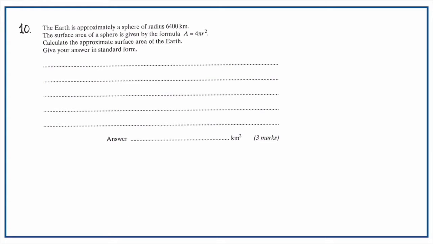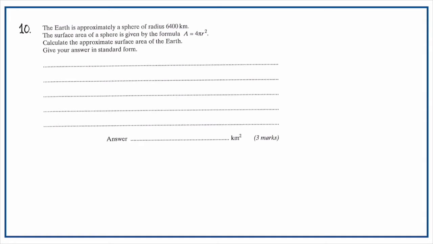Question 10. The Earth is approximately a sphere of radius 6,400 kilometers. The surface area of a sphere is given by the formula A equals 4 pi r squared. Calculate the approximate surface area of the Earth and give your answer in standard form.